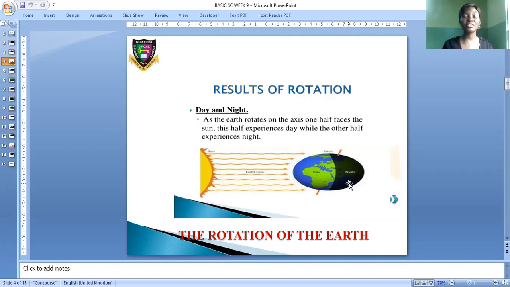So as the Earth rotates on its axis, one half faces the sun. This half that is facing the sun experiences the day, while the other half that is far away from the sun will experience the night. I believe you understand this. Good. Now let's see the revolution of the Earth.